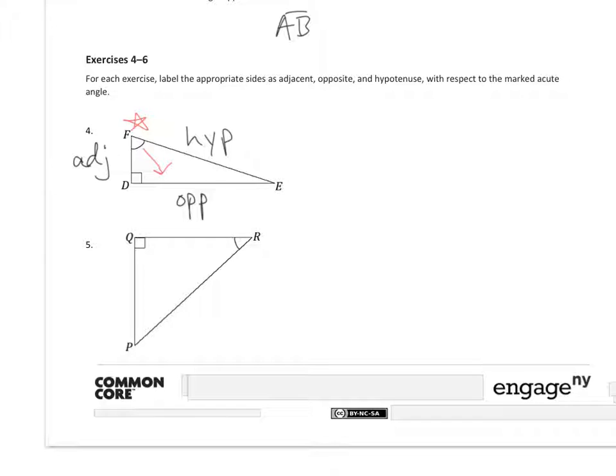Okay, so moving down to example number 5. Again, I'm really looking at this as my acute angle that I'm labeling off of. So if we're doing that, then we know this would be the adjacent, this is my hypotenuse, and this is my opposite. Okay, so I think I'm going to set you guys loose from there. We'll see how it goes.